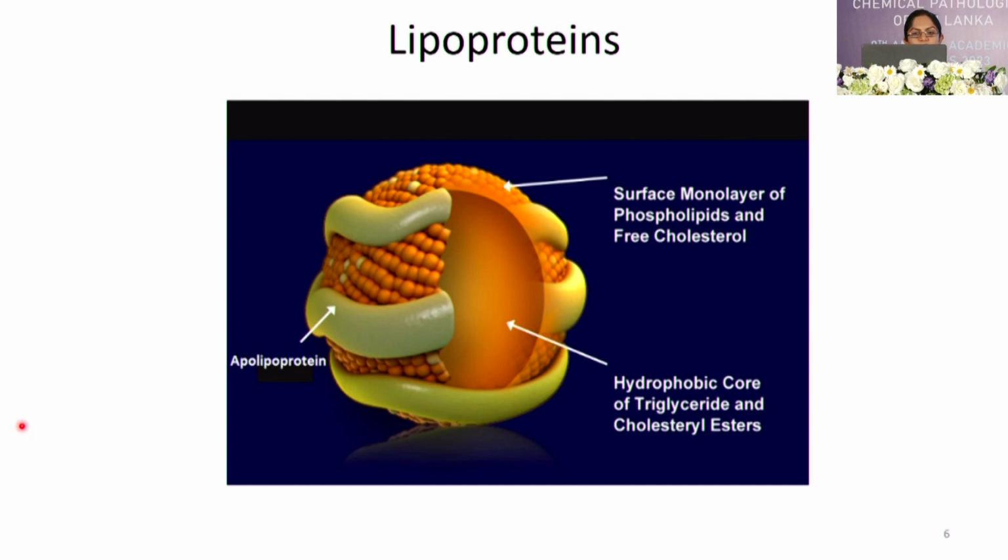So what are lipoproteins? They are complex particles that have a central hydrophobic core of non-polar lipids. I told you on their own they can't travel through the bloodstream, so they have to be inside a cover of hydrophilic molecules. These lipoproteins consist of esterified and non-esterified cholesterol, triglycerides, and phospholipids. And there is an apolipoprotein covering the whole molecule, which gives it a hydrophilic nature.